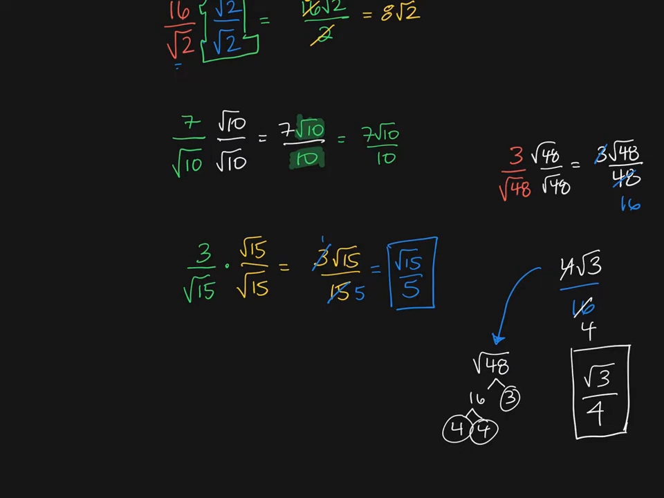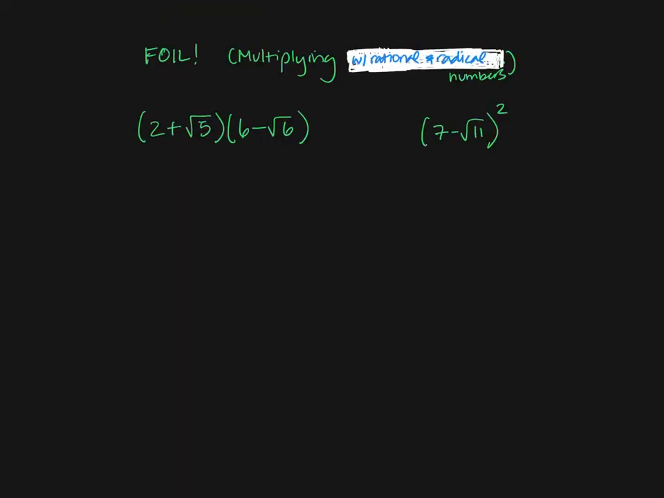So now we're going to review foiling and multiplying when we have a combination of rational and radical numbers, just so that we can learn to rationalize super fancy denominators. What we want to do is just remember how to FOIL, and it's just double distributing.